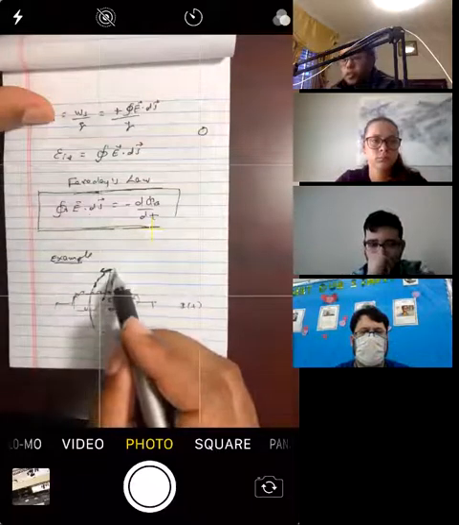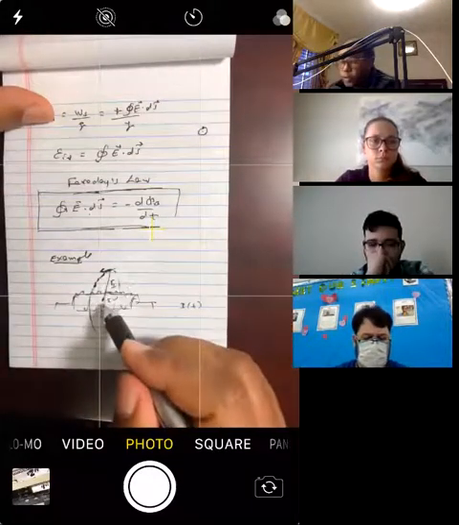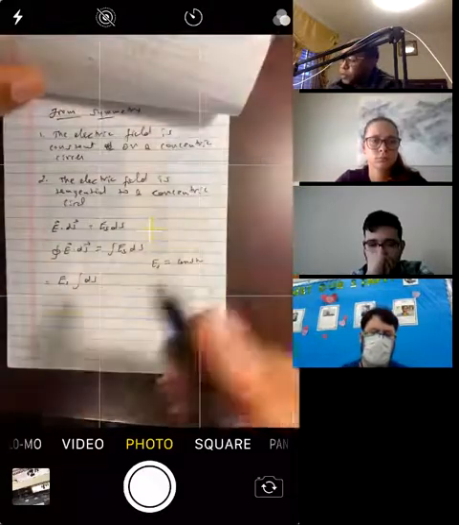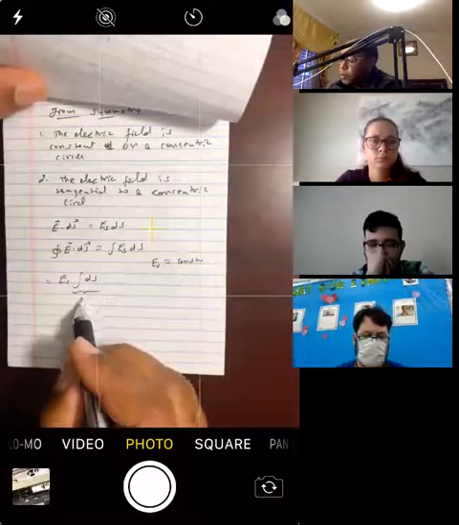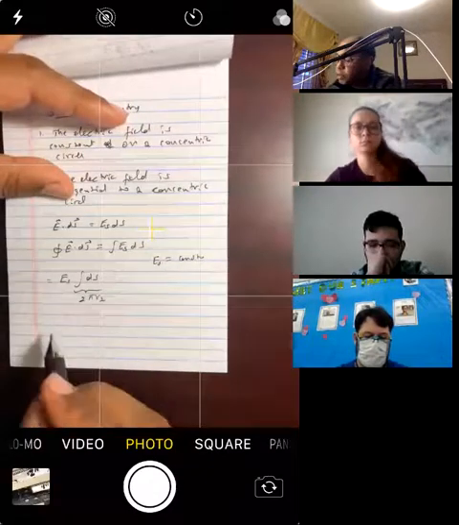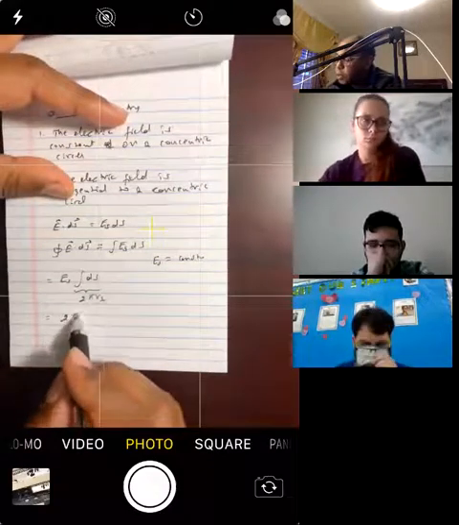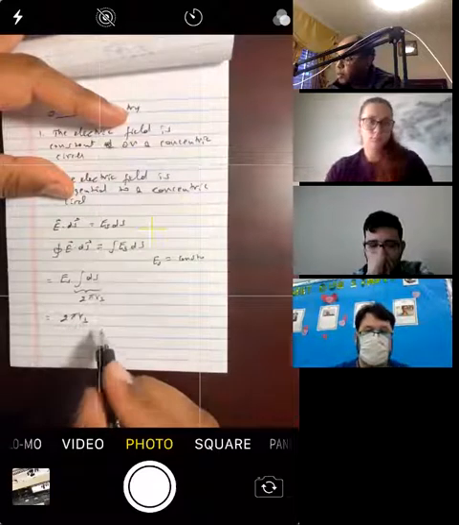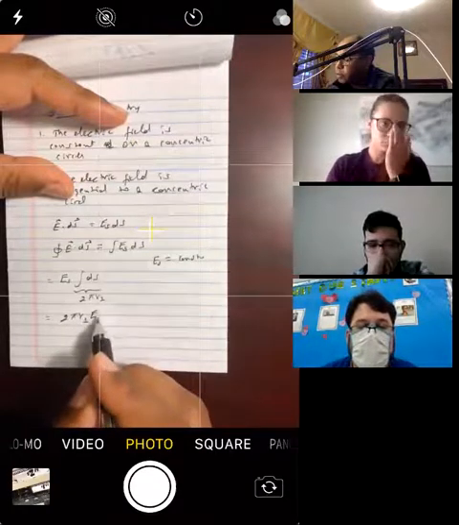The circumference, very good. So the radius are perpendicular. So this one is 2 pi r perpendicular. Okay. So this integral is simply 2 pi r perpendicular times the electric field.